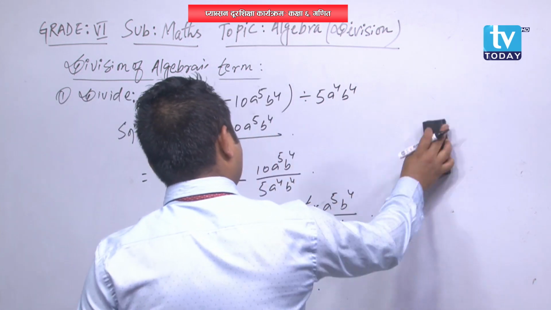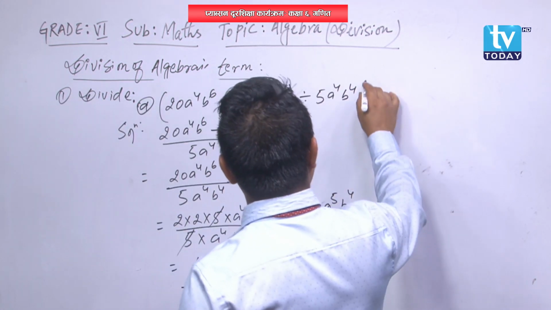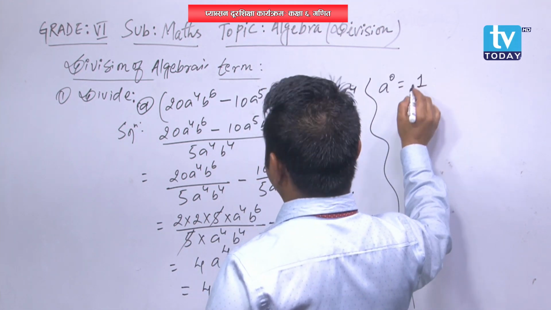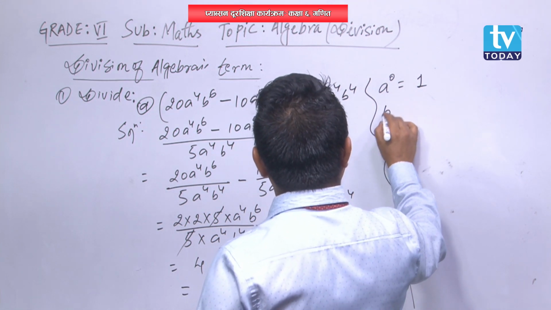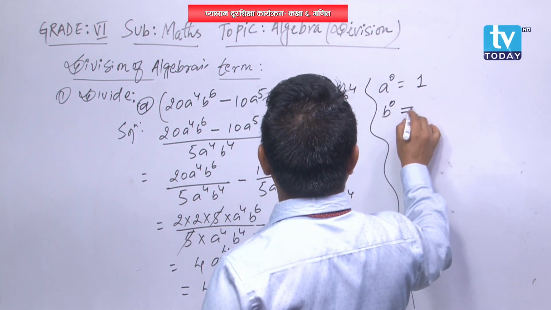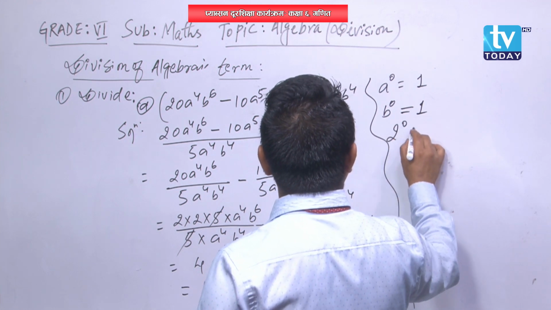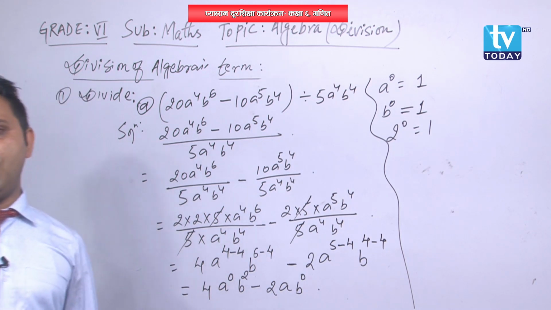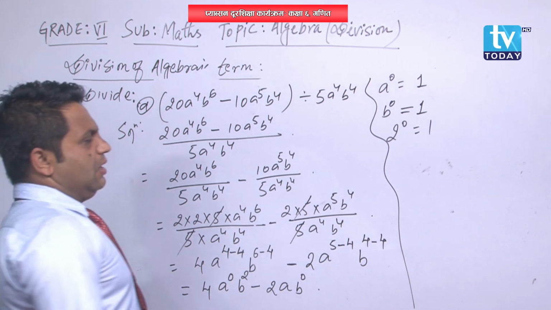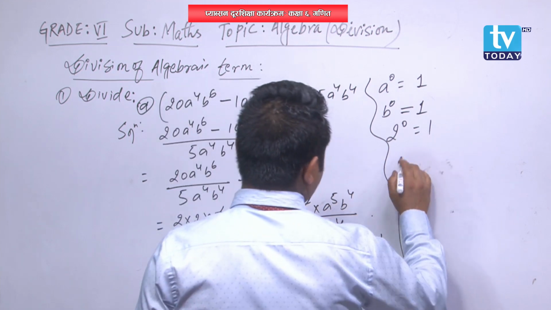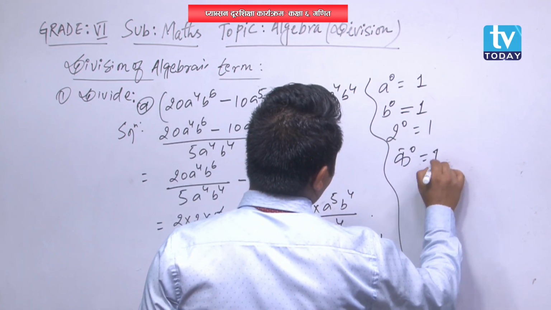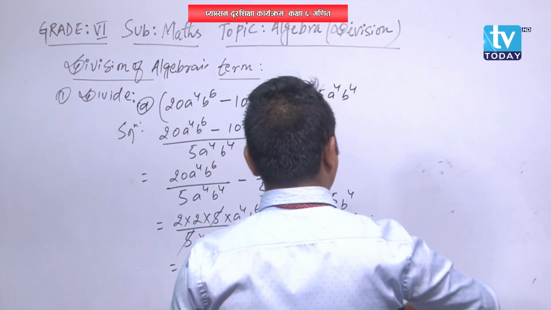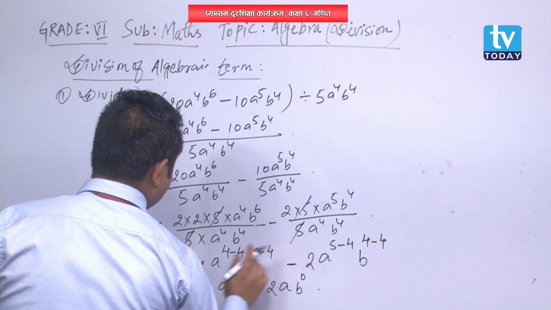So let me explain one thing please. If anything is raised to power 0, then it will be 1. a raised to power 0 equals 1. b raised to power 0 also equals 1. 2 raised to power 0 also equals 1. If there is 0 at the power, then it will be 1. Alright, like c raised to power 0 also will be 1. Anything raised to power 0 is 1. So here a raised to power 0 is 1, b raised to power 0 also will be 1.